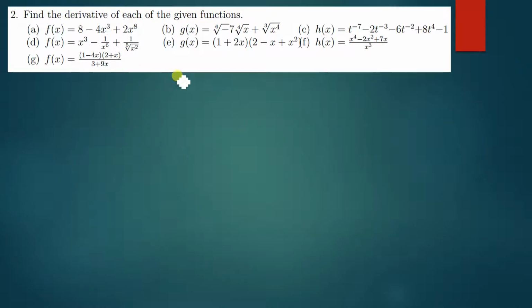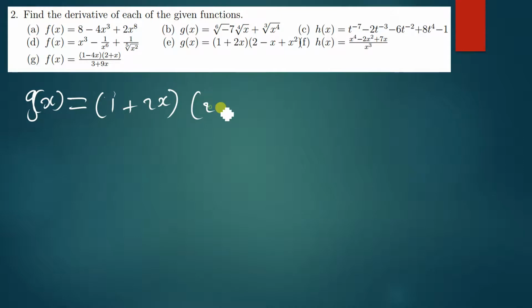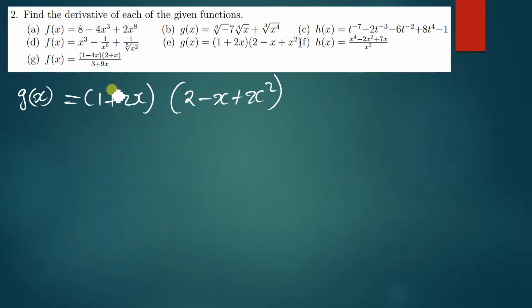So the next question is this one. So we have g of x is equal to 1 plus 2x and 2 minus x plus x squared. So here there are two methods that you can use. The first one is you can multiply this and that and then use the power rule to differentiate. And then the second one is by using what is known as product rule.